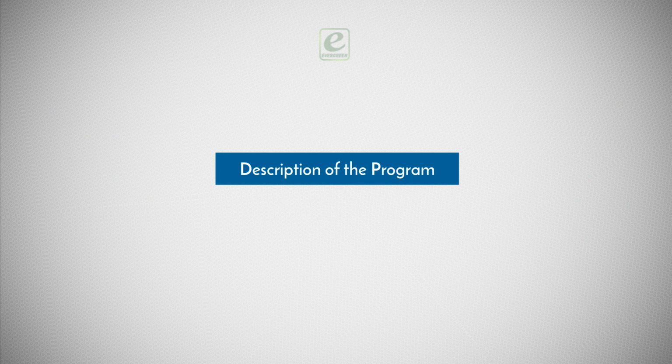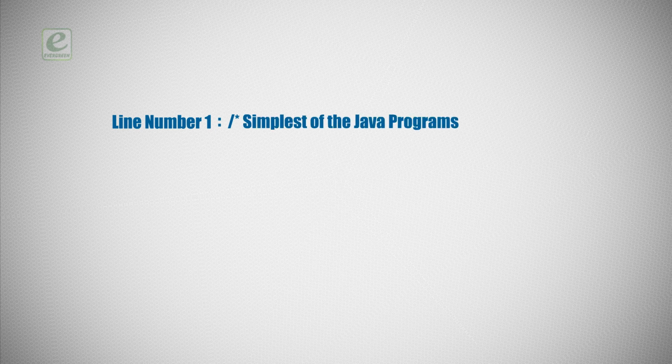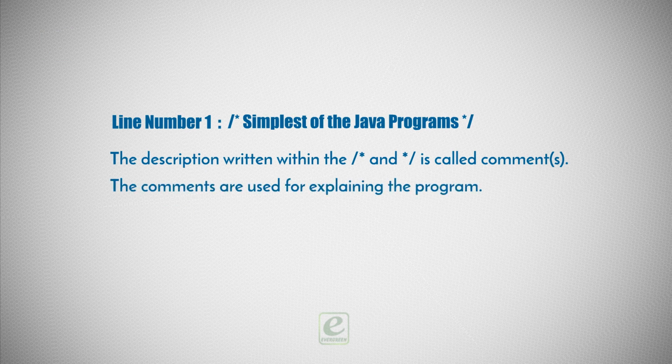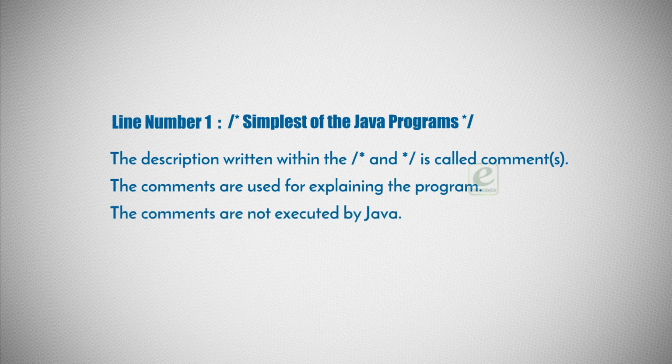Description of the program. Line number 1: /* simplest of the Java programs */. The description written within the /* and */ is called a comment. The comments are used for explaining the program. The comments are not executed by Java.